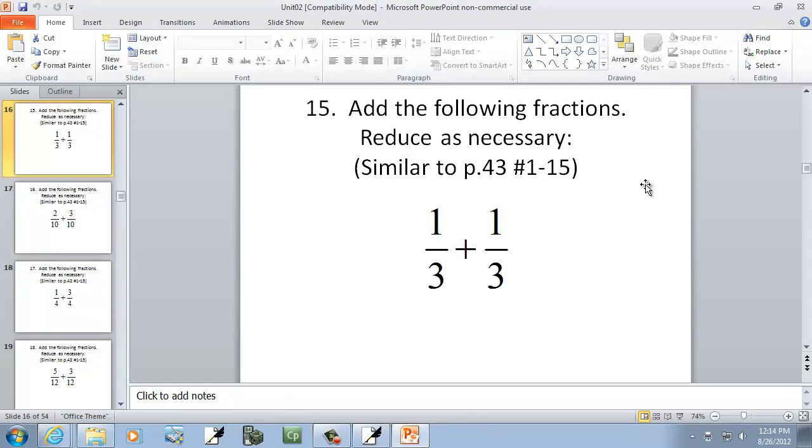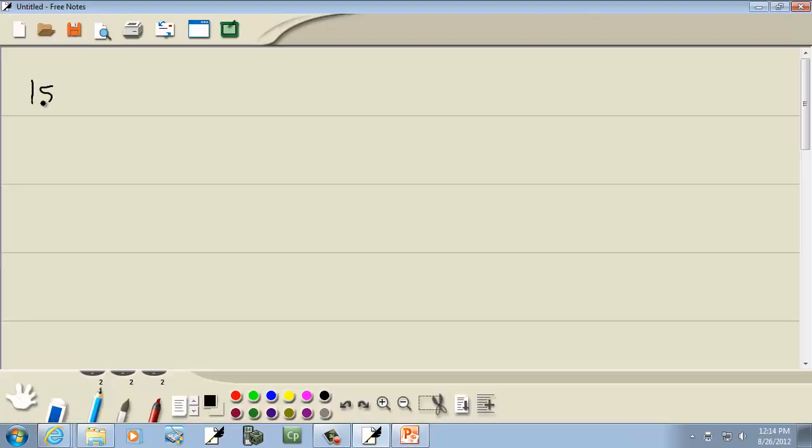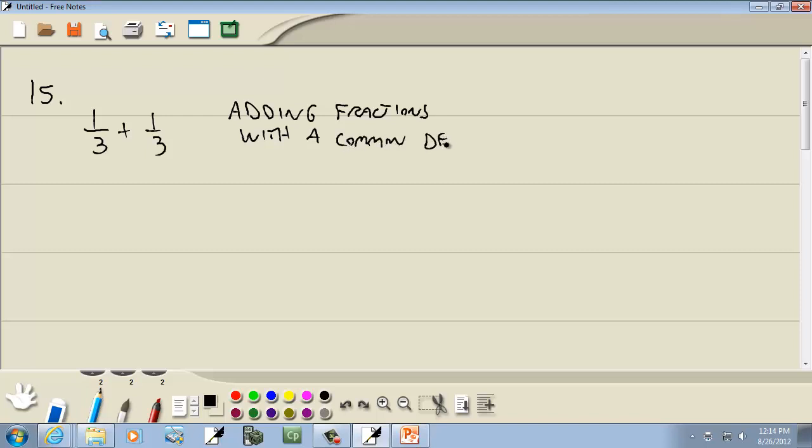Now this one talks about adding fractions. So let's look at that. 1/3 plus 1/3. And this is adding fractions with a common denominator, with like denominators.